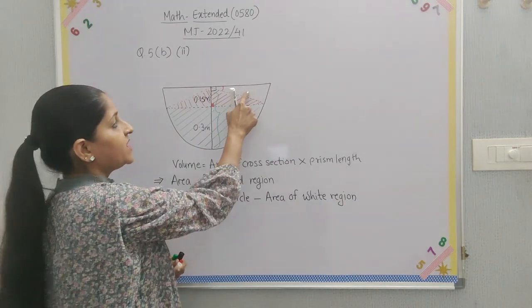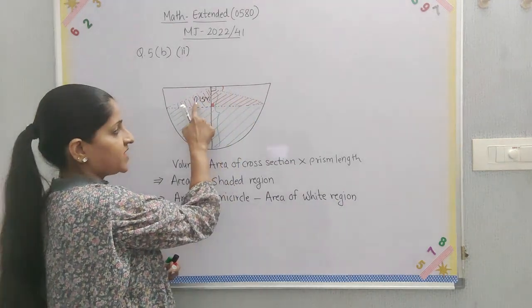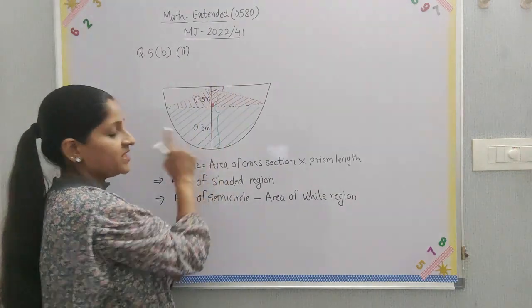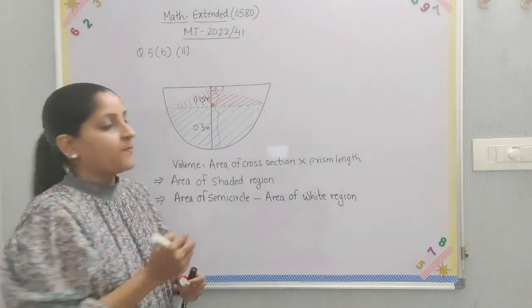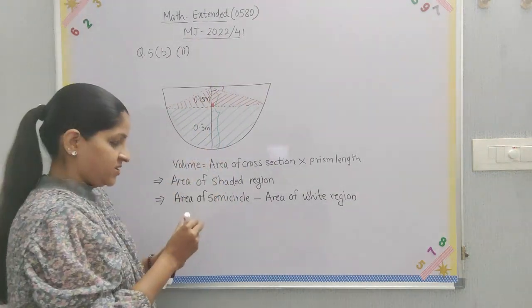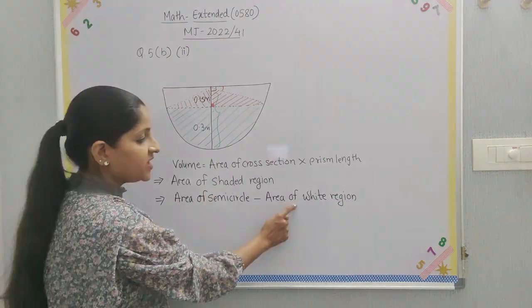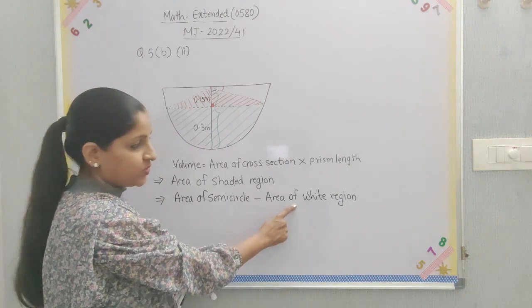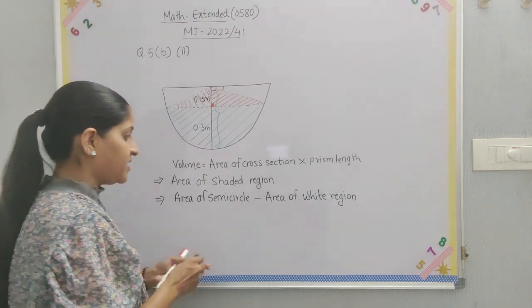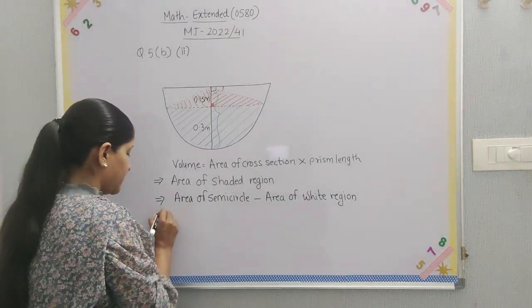So when we find out area of two sectors and two triangles, if we subtract it from the area of semicircle, what we obtain is area of shaded region. Now how to obtain area of shaded region? We need area of white region, as I told you. And how are we going to obtain area of white region? I'm going to write that as well.